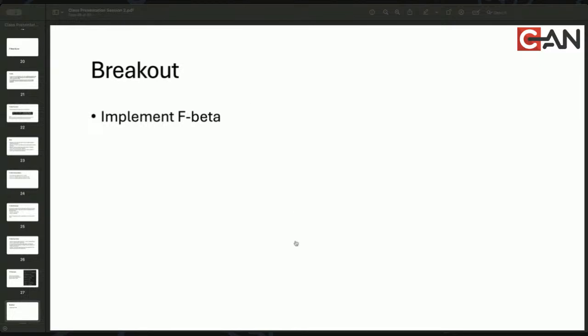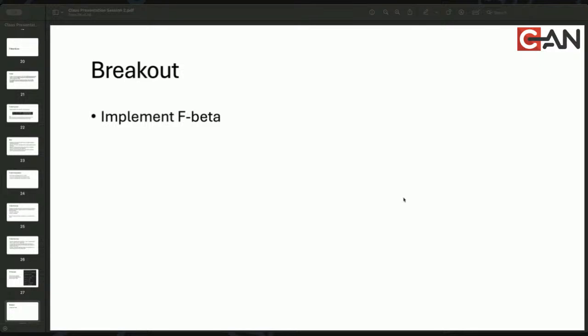Here we are. F beta. So when beta is equal to 1, then F beta becomes the F1 score, which is the harmonic mean between precision and recall. So this is the F1 score here.